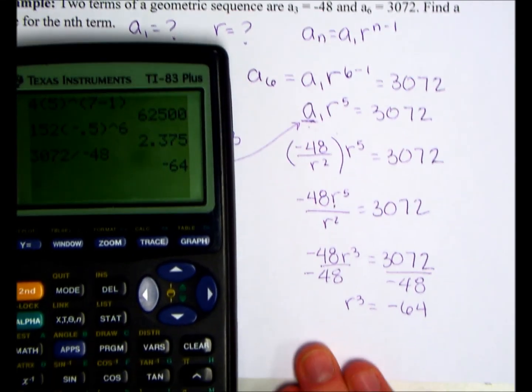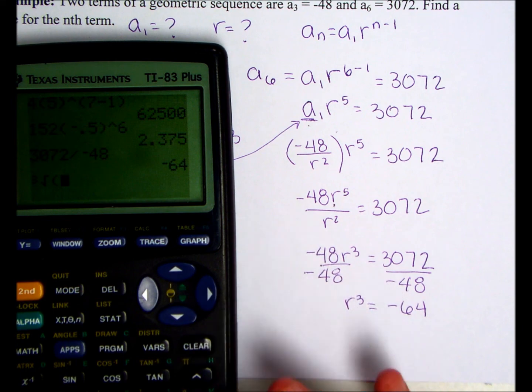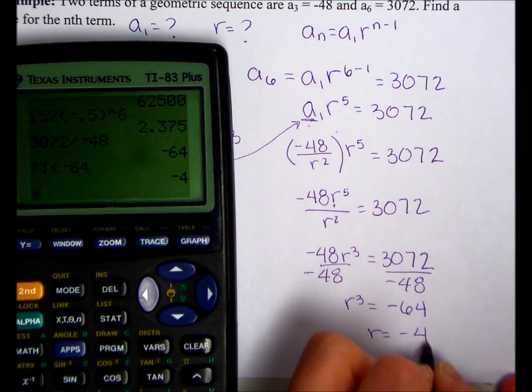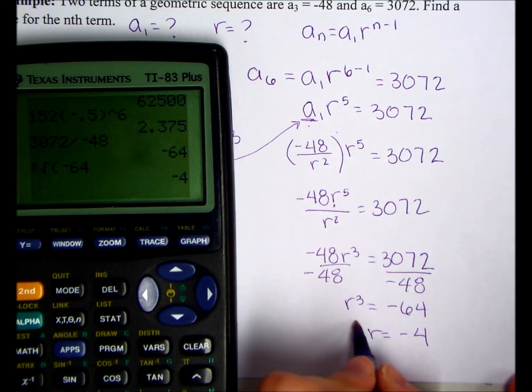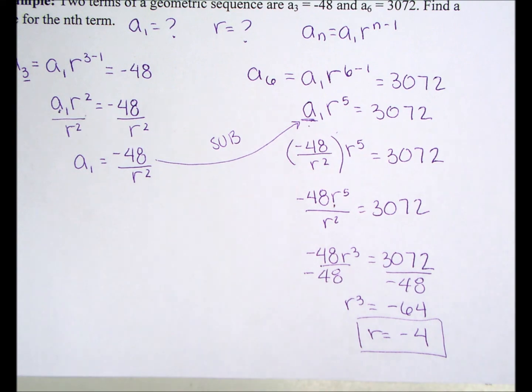And I can take the cube root of that. So math, cube root, negative 64. So r is equal to negative 4. So I found my common ratio. That's like a big deal. That's very exciting. So the only thing I have left to do is find what a1 is. I have to find what my first term is.